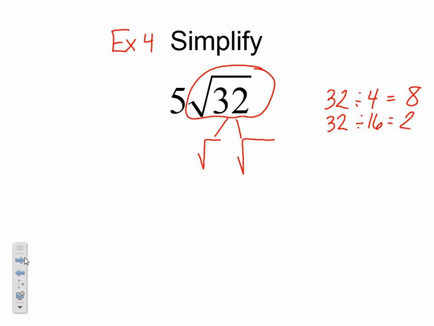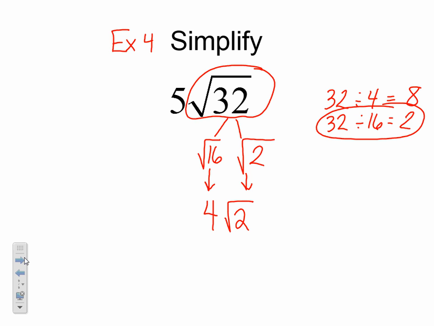Well, I think I want to choose the highest perfect square number I can to break this thing apart. It's like when you're simplifying fractions, you want to divide out the biggest number possible so you don't have to go through as many steps. So I'm going to use the 16. 16 times 2 makes 32. If I take the square root of 16, I get 4. The square root of 2, I don't know, so I'm going to leave it alone.